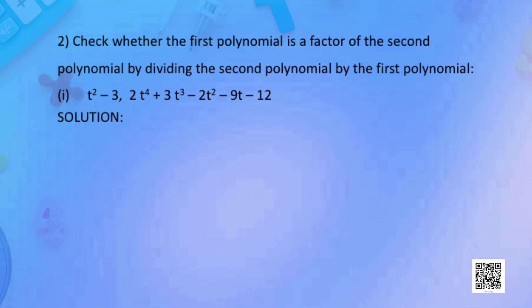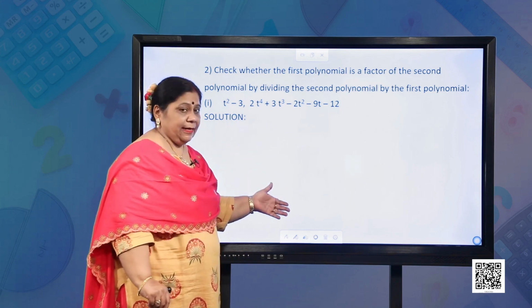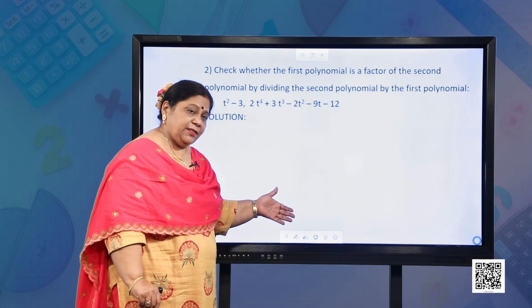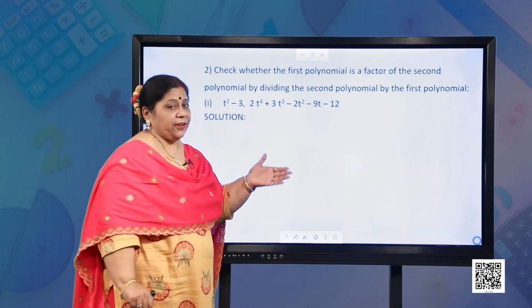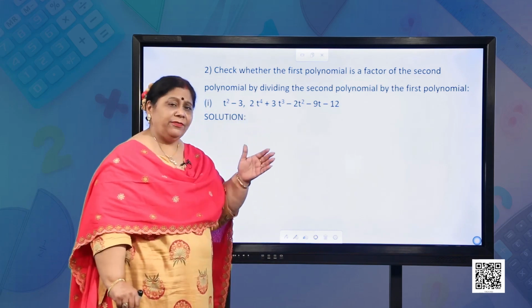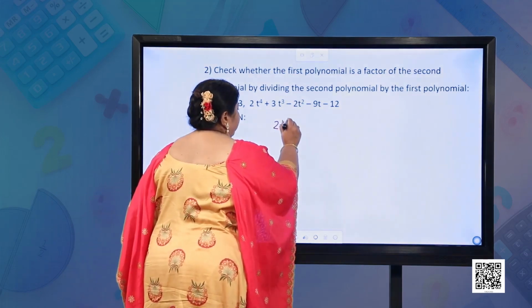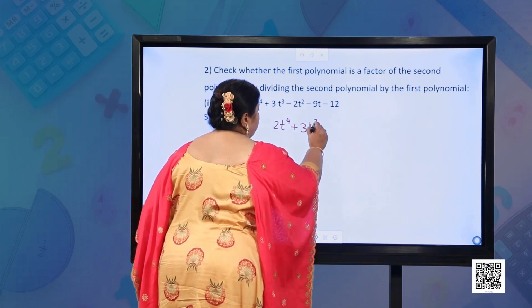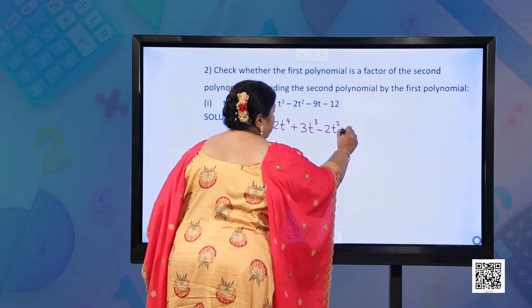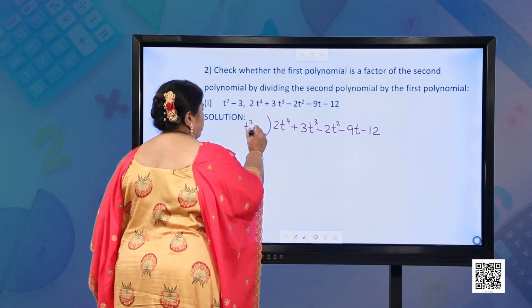Check whether the first polynomial is a factor of second polynomial by dividing the second polynomial by the first polynomial. So, what should be my strategy? If I am able to divide it exactly, the remainder should be 0. If the remainder is 0, I will find that the first polynomial is a factor of second polynomial. In case I get a remainder, then I cannot say that the first polynomial is a factor of second polynomial. Let us see this. We have here 2t to the power 4 plus 3t cube minus 2t square minus 9t minus 12. I will divide by t square minus 3.